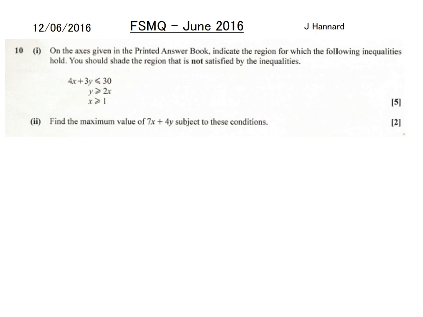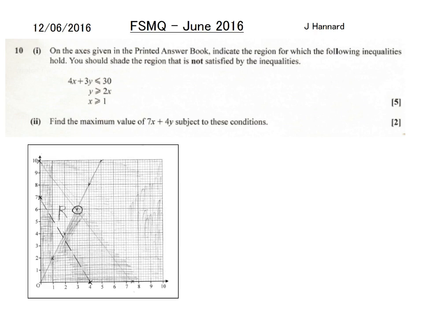Question 10 then. On the axes given in the printed answer booklet, indicate the region for which the following inequalities hold. You should shade the region that is not satisfied by these inequalities. So we're given 3 inequalities, and a graph, so we'll draw them on. Using the cover-up method, 4x equals 30, so x is 7.5, which is down here. 3y equals 30, y is 10, so we'll cross out up here, join them up, and that's telling you want to be under the line, so you shade above it.